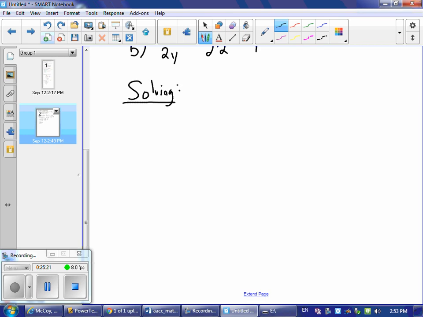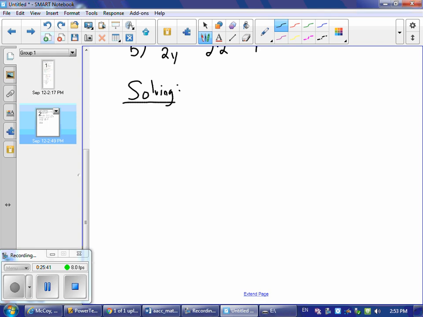Okay, not to be confused with simplifying or evaluating. Solving means now I'm giving you an equation, and we want to come up with the value of x. So we want to find the value of x. We're not telling it to you, or whatever variable it is. We need to find it, whatever it is that makes the statement true.